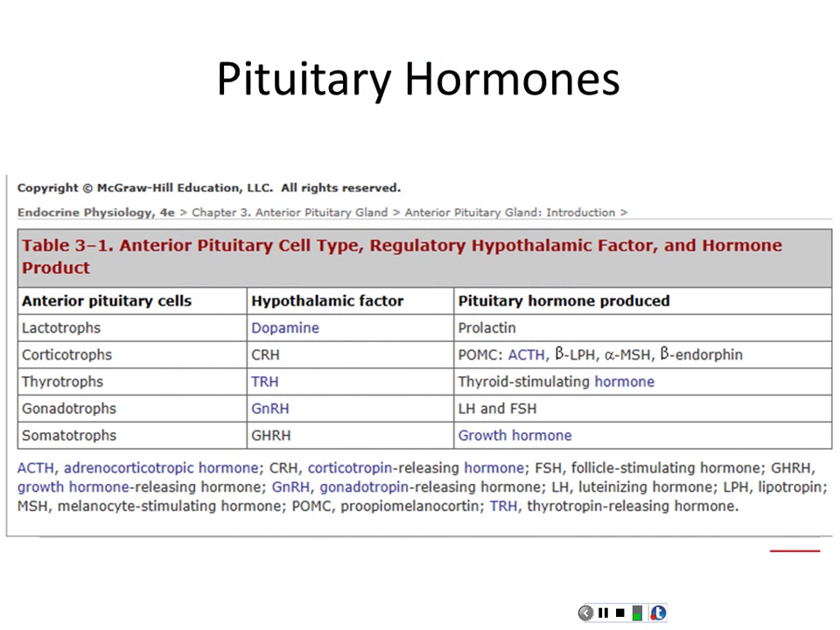So this is a figure from Access Medicine, from endocrine physiology. The trophs, when you look at these cells of the anterior pituitary, just mean cells. Lactotrophs produce milk, corticotrophs produce ACTH, thyrotrophs produce thyroid-stimulating hormone, gonadotrophs produce FSH and LH, and somatotrophs produce growth hormone. Here you can see the hypothalamic factor that influences the pituitary hormone that is produced.